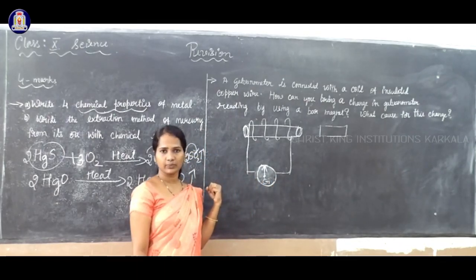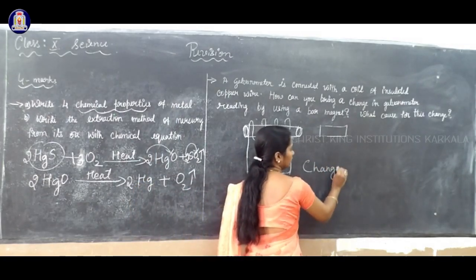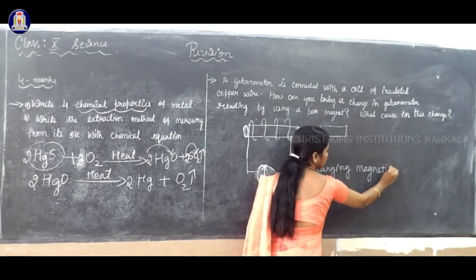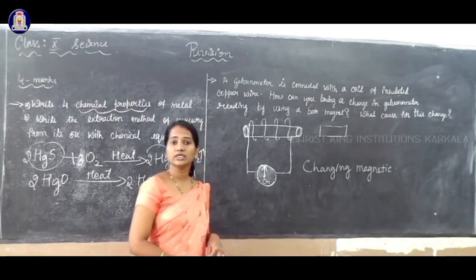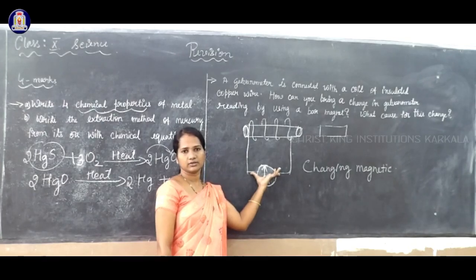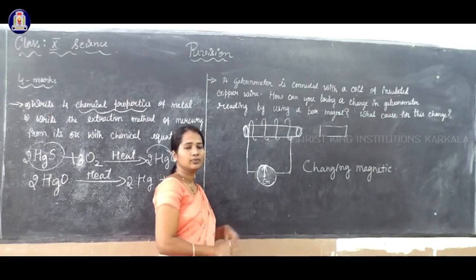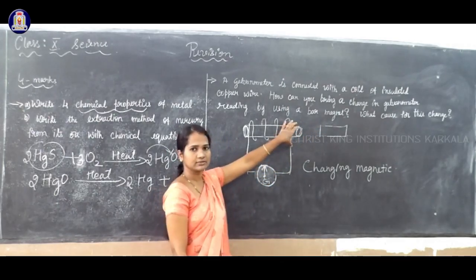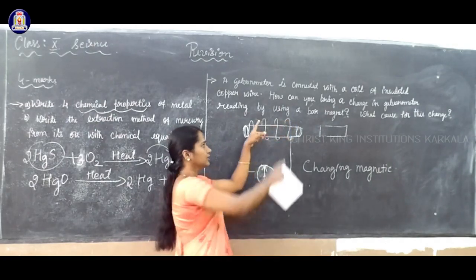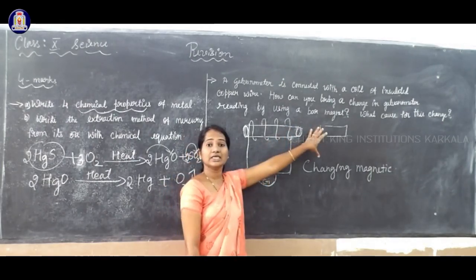So, how does this happen? This happens due to the change in the magnetic field. Changing magnetic field produces induced current in the conductor. That is the main reason. When you bring the magnet near to the coil, the magnetic field increases, because this magnet is nearer to the coil. This coil is connected to the wire, which is the conductor. So current flows.